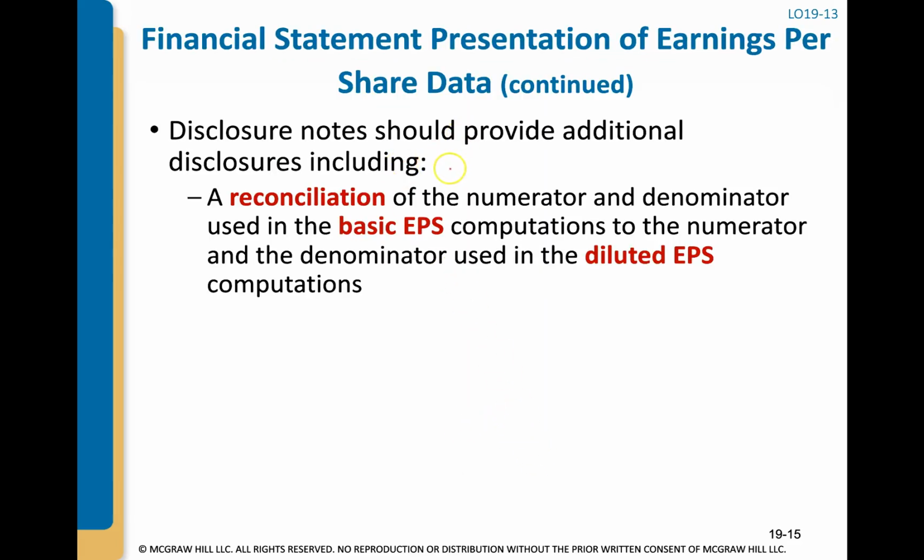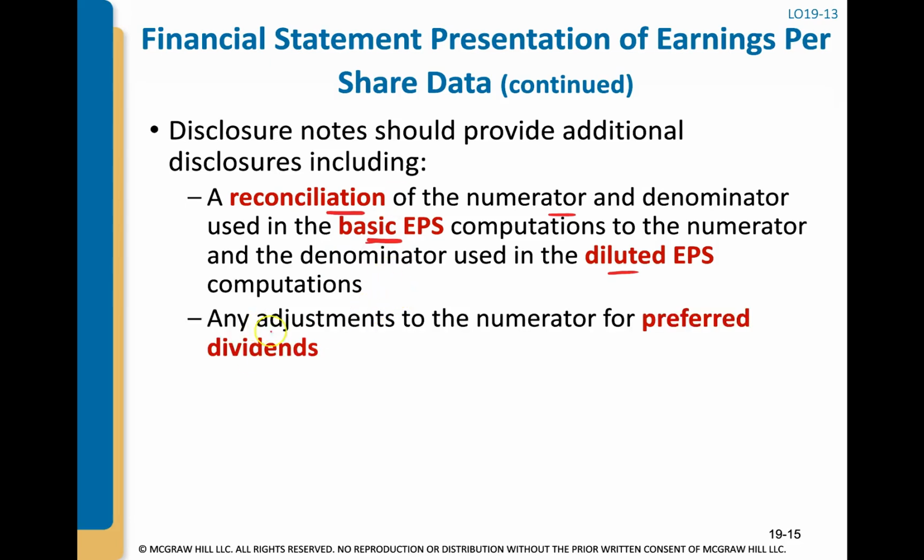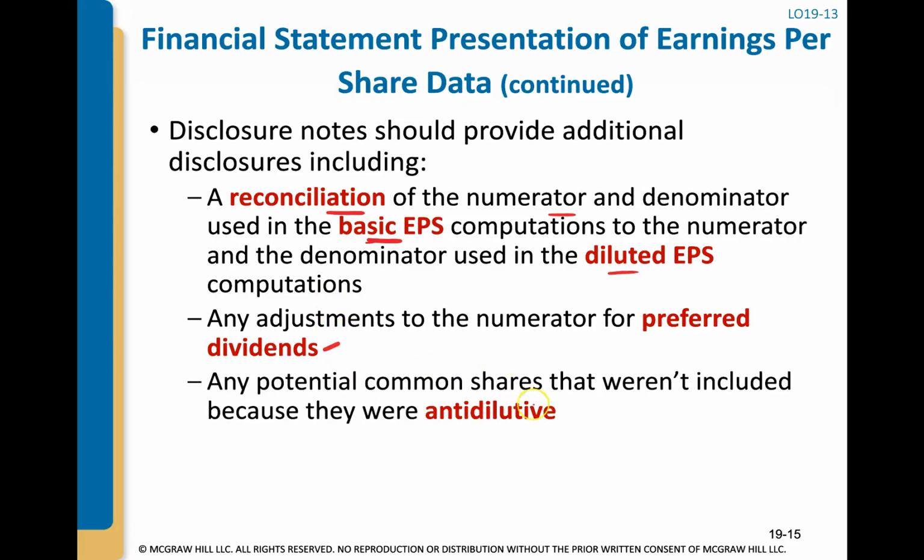In addition to just presenting the earnings per share number itself, there are additional disclosures required. There needs to be a reconciliation of the numerator and denominator using the basic earnings per share and the diluted earnings per share. So you have to take it from the basic earnings per share denominator and show how you got to the diluted earnings per share numerator and denominator. And you have to show any adjustments to the numerator for the preferred dividends, right, for the diluted earnings per share adjustment, and any potential common shares that were not included because they were anti-dilutive.